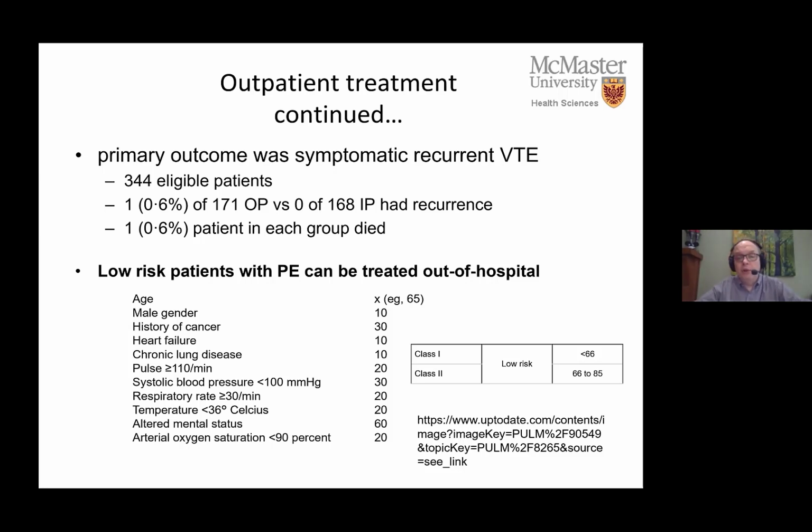So I am 54 years old. If I showed up at 54, with a sore, swollen leg, I get 54 points for that. I get 10 points for being male, so I get a score of 64. I don't have cancer, heart failure, lung disease. Let's say I'm not tachycardic. My systolic blood pressure is okay, my respiratory rate is okay, my temp is okay, my mental status is as usual. The audience can judge whether that's altered or not, but I think it's not altered. And the arterial oxygen saturation was reasonable. I'd get 64 points, which would put me in a low risk, and I could be safely treated at home if there was a sufficiently high diagnostic suspicion of acute pulmonary embolism.